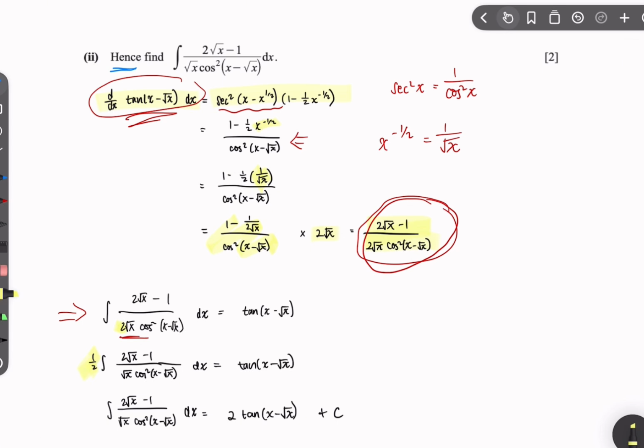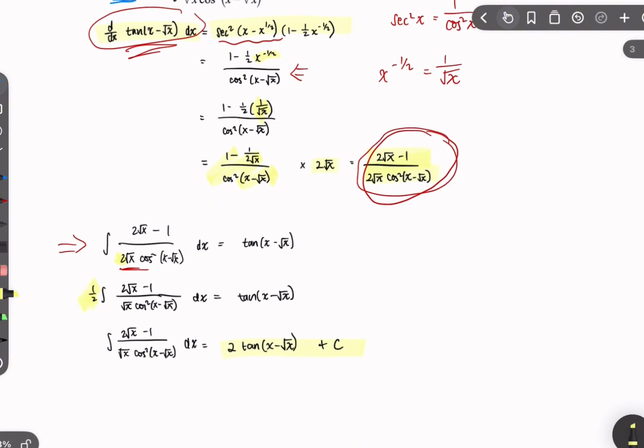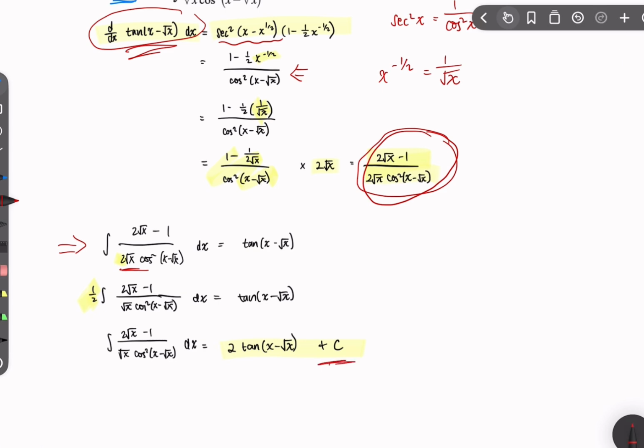So when you get rid of a half, you just multiply the right hand side by 2, and then you need to remember to add the constant. And yeah, this will be the final answer.